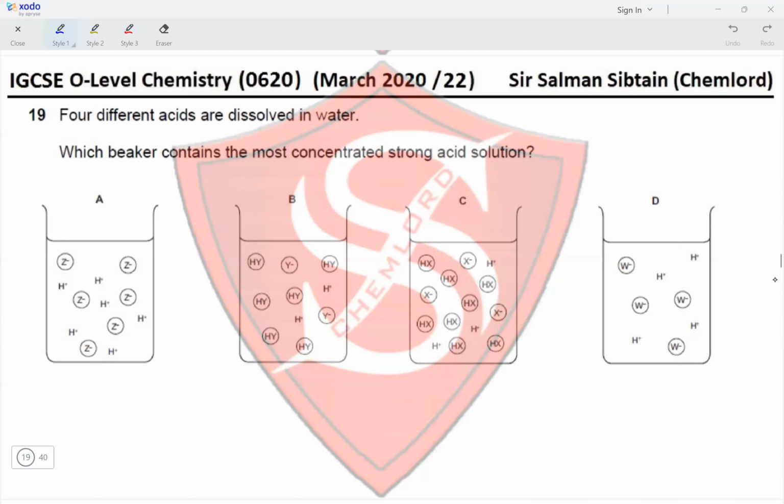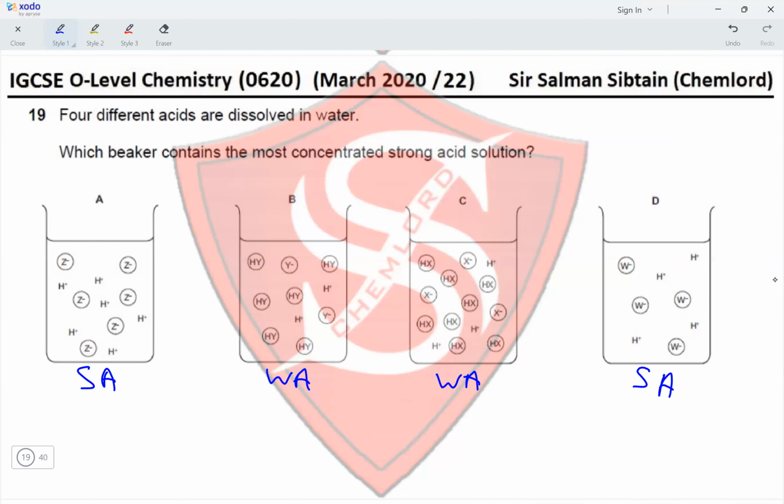So A has H positive and Z negative ions, making a strong acid. B has HY, H positive and Y negative in small quantities. So this is a weak acid since the molecular form of the acid is also present. Same is the situation in solution C. We've got the molecular form and the ionic form present together, making it a weak acid. And in D, we've got H positive and W negative ions, making it a strong acid. Now, we have two solutions of strong acid.